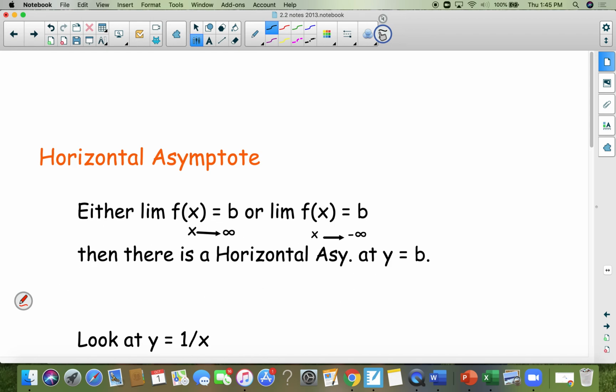Everybody got that? So this b, you could put a 3 here and a 3 here and say y equals 3 for one scenario. This could be a 3, this could be a negative 3, but then you could have y equals 3 or y equals negative 3, right? Those are the types of scenarios that you could have. Okay, next.